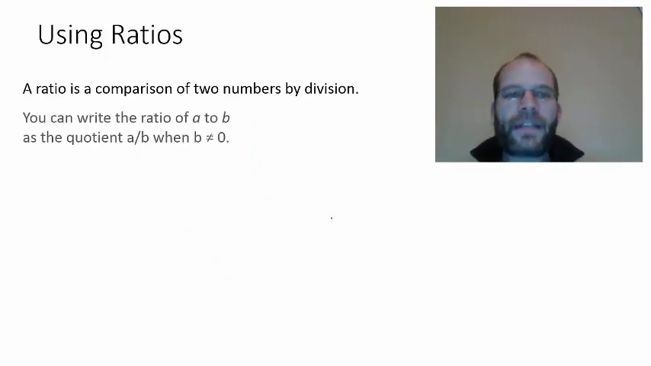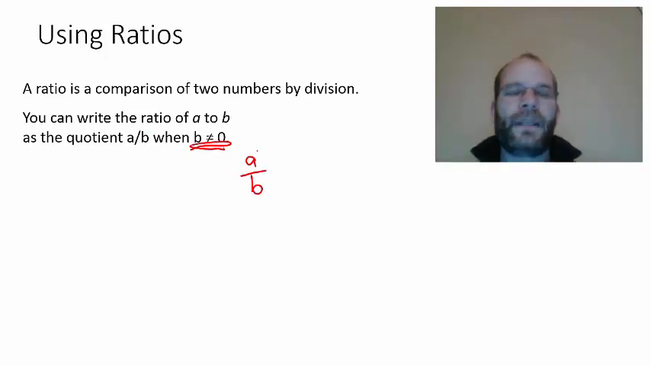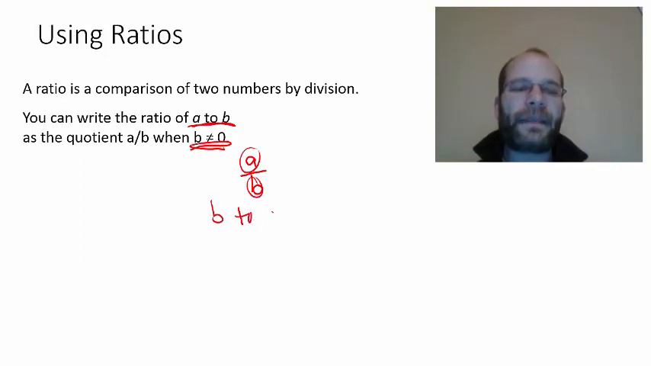You can write the ratio of a to b as the quotient a over b when b does not equal 0. As long as b is not equal to 0, you can write it in this form, a over b. Now I want to mention that the order of the numbers is important. So when we say a to b, a always goes in the numerator. If we say b to a, I want to compare b to a, then we put b in the numerator.